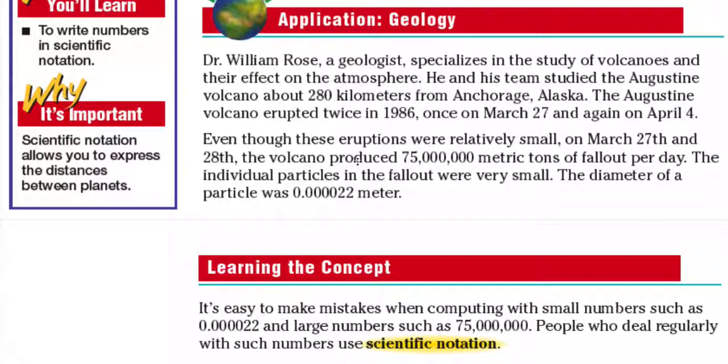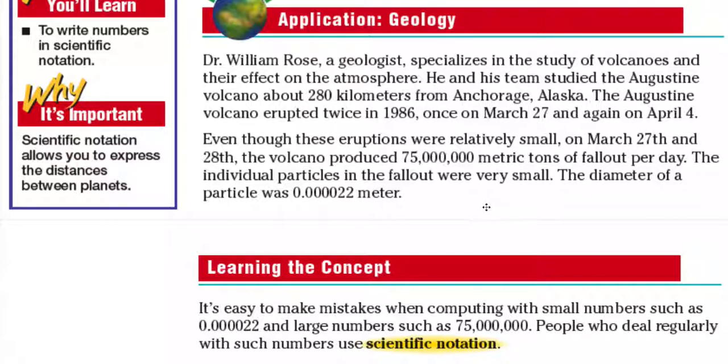Dr. William Rose, a geologist, specializes in the study of volcanoes and their effect on the atmosphere. He and his team study the Augustine volcano about 280 kilometers from Anchorage, Alaska. The Augustine volcano erupted twice in 1986, once on March 27, then again on April 4th.